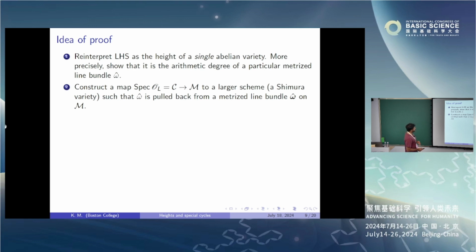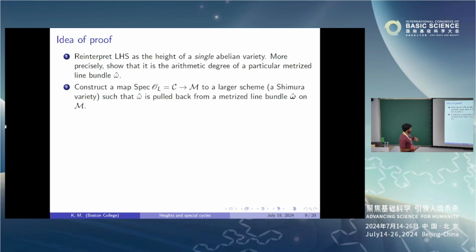So the point is that you have this abelian variety with CM, or you have these CM types. Okay. So there is a single metrized line bundle on some OL. I won't say much about what this OL is. So you can think of this as being some kind of arithmetic curve. Okay. And it maps to a larger scheme. So in this case, this is a Shimura variety, this M over here.